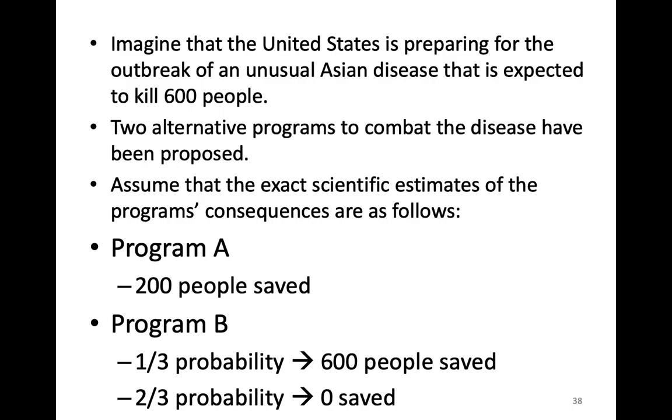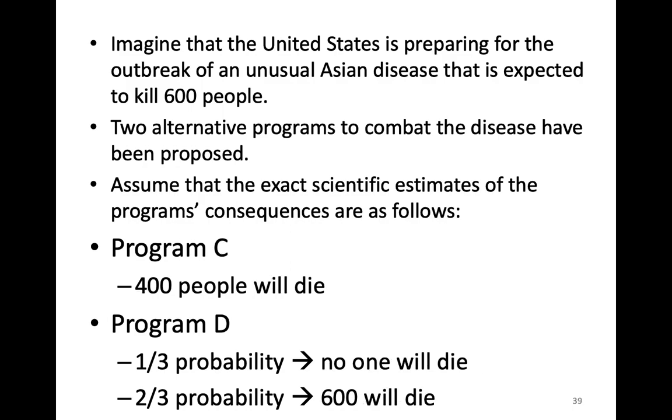Okay, now I'm going to give you the same problem, it's the same setup, that there's this unusual Asian disease that's expected to kill 600 people. Now these two alternative programs that have been developed to combat the disease are associated with the following numbers. Program C, if adopted, 600 people will die. But if you advise the president to go with Program D, there's a 1/3 probability that no one will die and a 2/3 probability that 600 people will die.